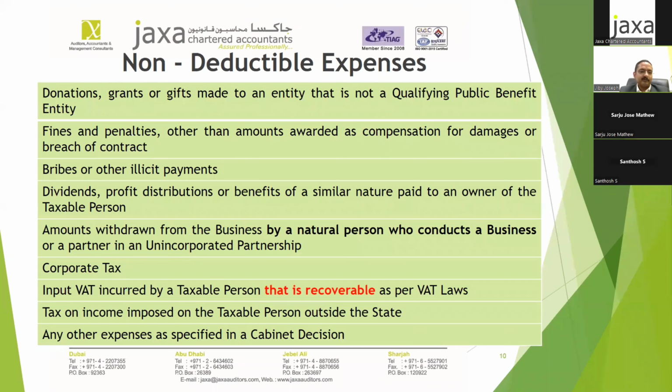Another type of non-deductible expense is tax on income imposed on the taxable person outside the state. Again, as I said, if you have a foreign branch operation, and if the profits of that branch are already taxed in that country, then ideally you will have to include that income or profit of a taxable person in UAE while you compute taxable income. And if any tax is paid abroad, you cannot deduct it as a business expense, but the tax paid in a foreign country, you can deduct from your corporate tax liability. You can reduce the amount, but subject to certain conditions. The maximum allowed is 9% of the profits of that branch. If you paid more, it will again go as a non-deductible expense.